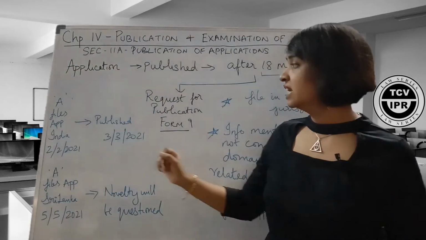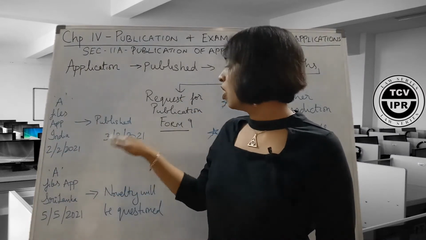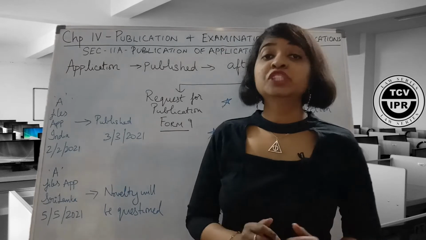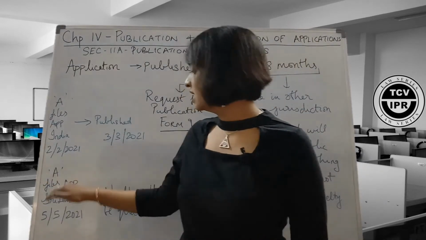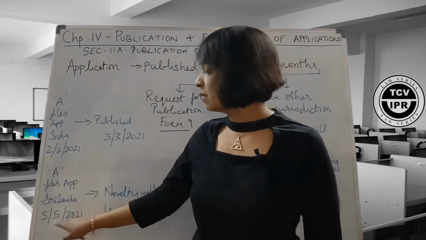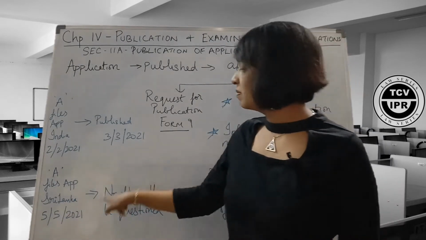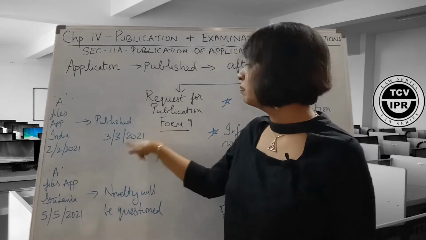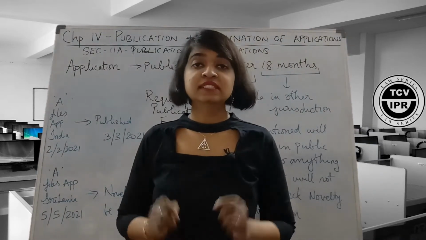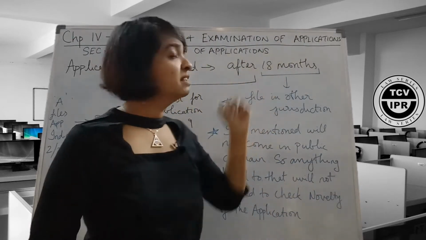Suppose you are filing an application in India on 2/2/2021 and it is getting published on 3/3/2021 without the 18-month time period itself. Then you wish to file that application somewhere else, let's say in Sri Lanka on 5/5/2021. Now novelty will be questioned. They'll say the same kind of application is already published in India, so you won't get a patent in Sri Lanka. I know it is your own invention, but still your invention itself will be used to question the novelty. That's why this 18-month time period is given.